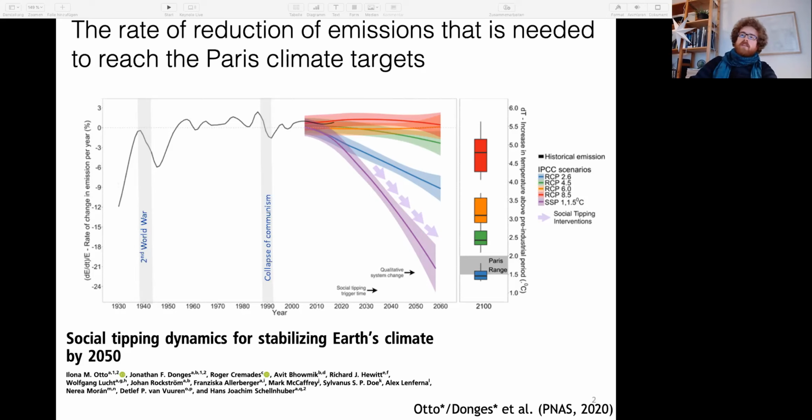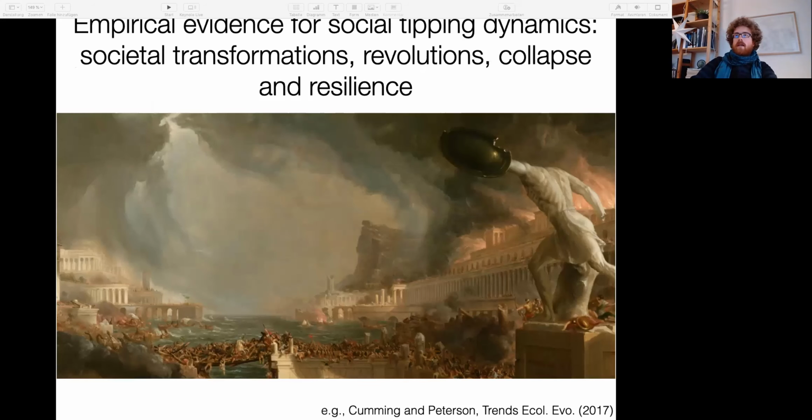Now, how can we achieve these huge rates and go to these transformative pathways, like the 1.5 degree pathway, that can actually help us to meet the Paris climate targets? Empirical evidence for potential social tipping dynamics that could trigger such large rates of change is abundant in history.